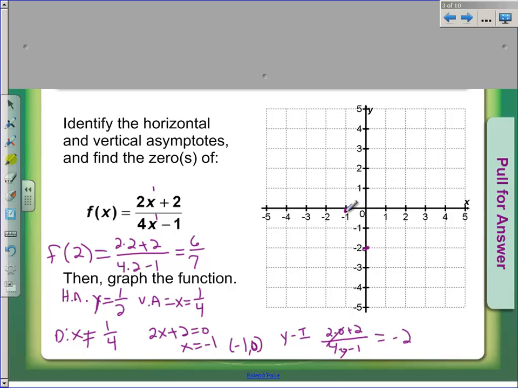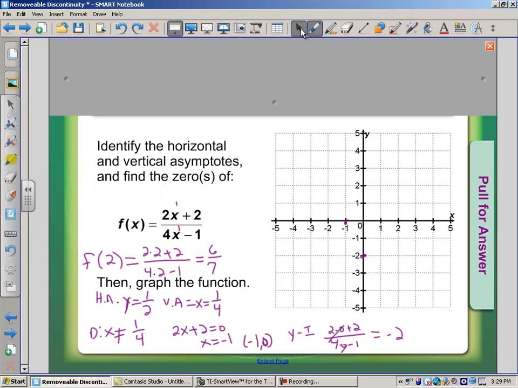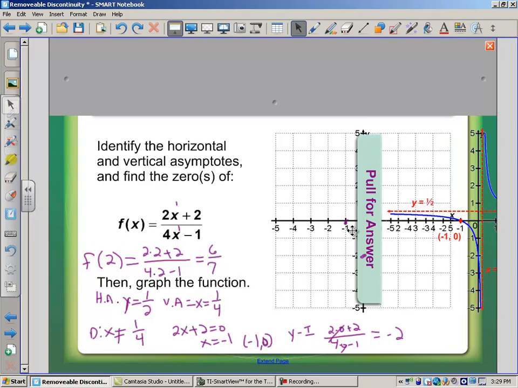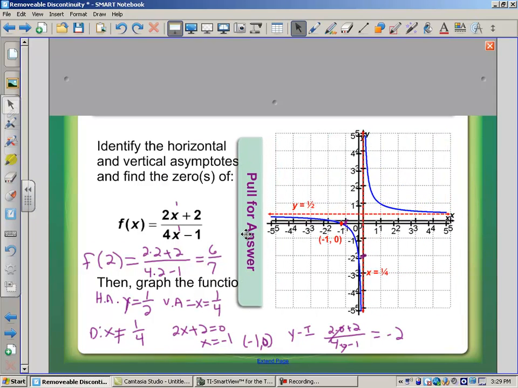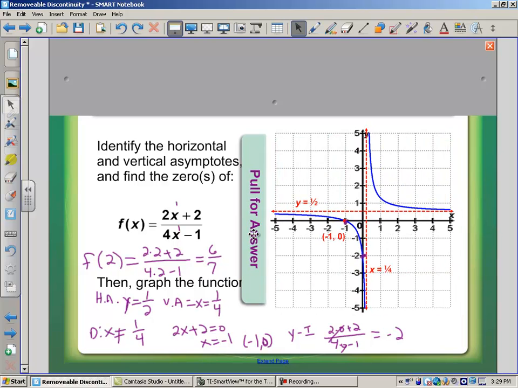So let's see. We got our x-intercept, y-intercept, horizontal asymptote at 1/2, vertical asymptote out here at 1/4, and let's see what that looks like. Did we get it right? Pull it out here, something like that. There's our vertical asymptote. Notice the graph will never touch that. Here's a horizontal asymptote at 1/2. We've got our intercepts right, and we knew the graph was above that line. All right, let's keep practicing a little bit longer.